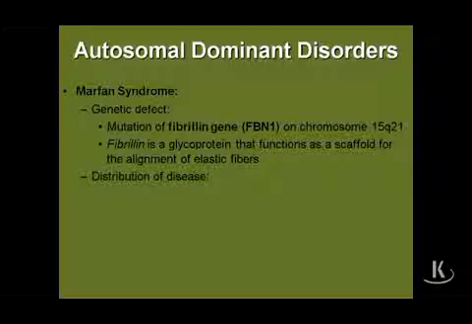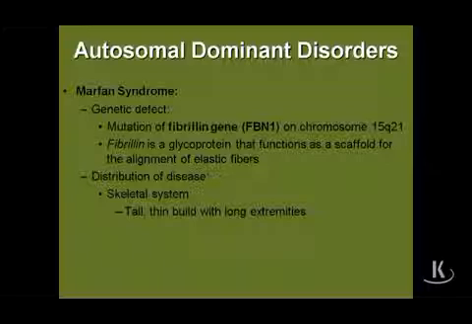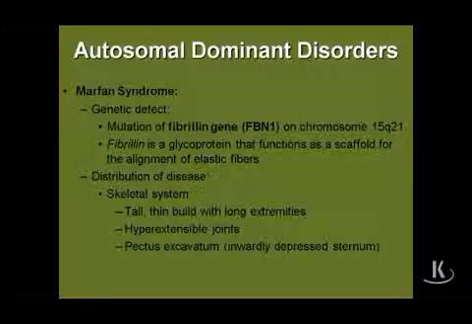And the distribution of the disease, when you think of this, is the skeletal system, since there's a lot of collagen type 1 found in bone. So you can have abnormalities. You have this tall, thin build with long extremities, what is called marfanoid stature or appearance. The connective tissue, we think of the joint capsules, the tendons and ligaments. You get a hyperextensibility around the joints. You have abnormality in terms of chest wall development. You may have an inwardly depressed sternum, or pectus excavatum.